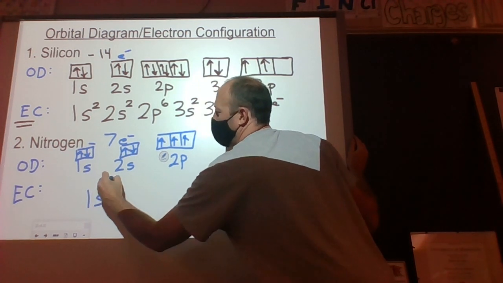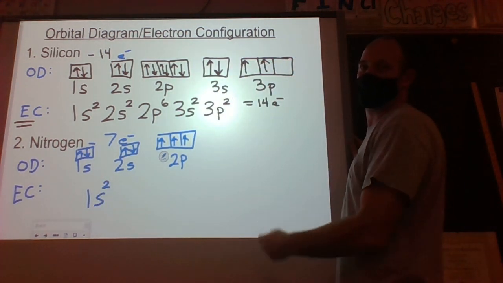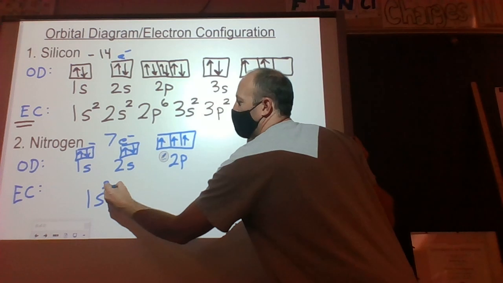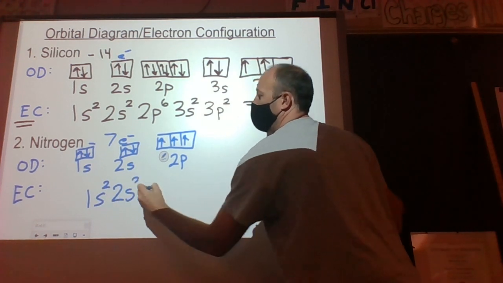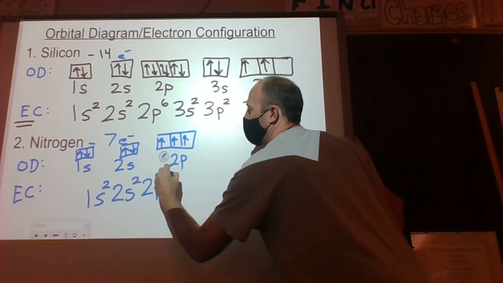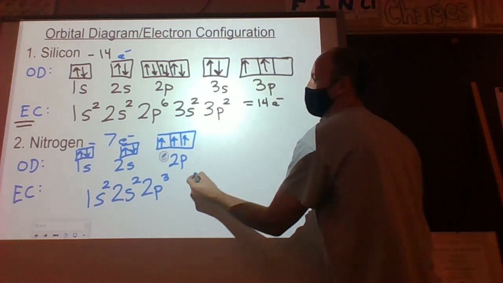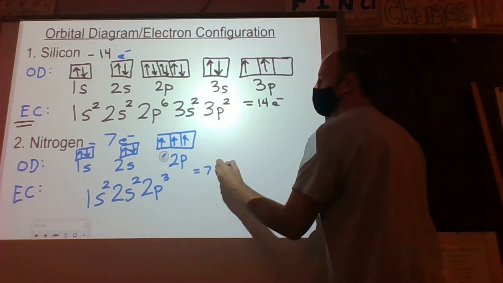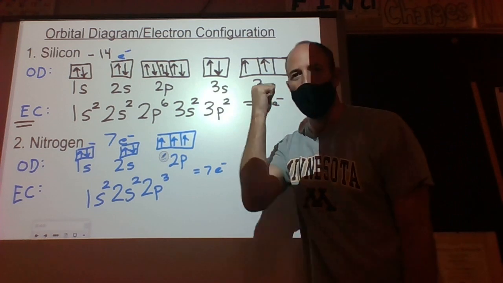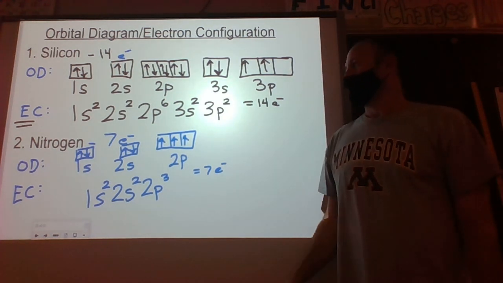1s, we don't say 1s squared. That's silly. That's math. This is chemistry. 1s2, 2s2, 2p3. And again, adding those little numbers up. Nice way to check, did I do this right? 7 electrons. Boom! Nailed it.